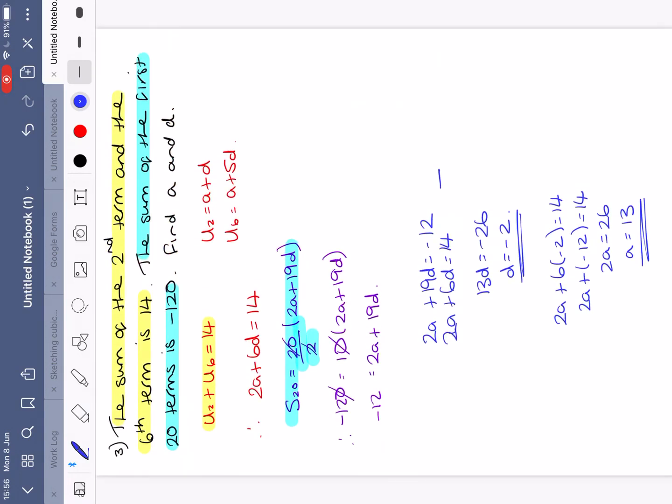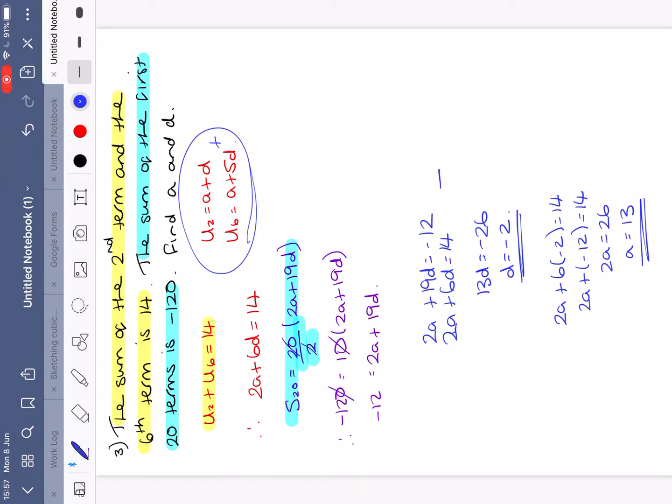If we look at number 3, this is one where we're going to set up a pair of simultaneous equations using the different bits of information from the question. It's a bit different, because it said the sum of the second and the sixth term. So that means u2 plus u6 equals 14. But I can write what u2 and u6 are, and so I can add them together and get that 2a plus 6d equals 14.